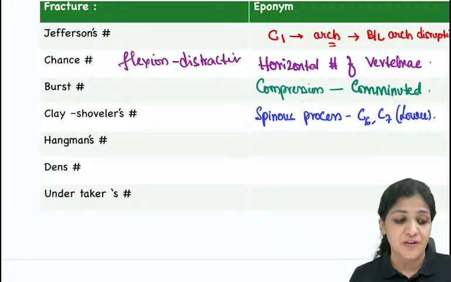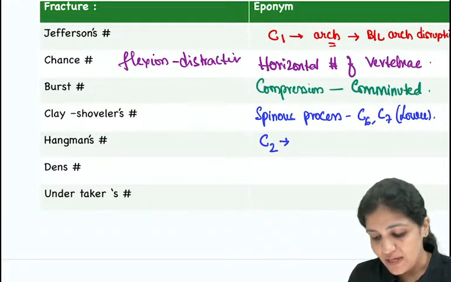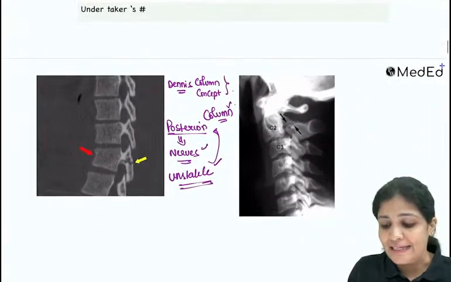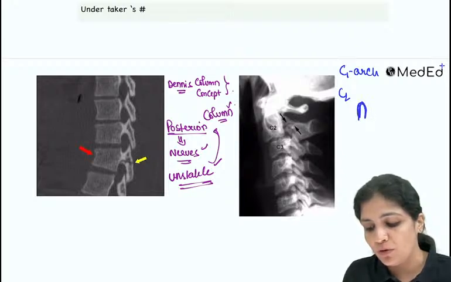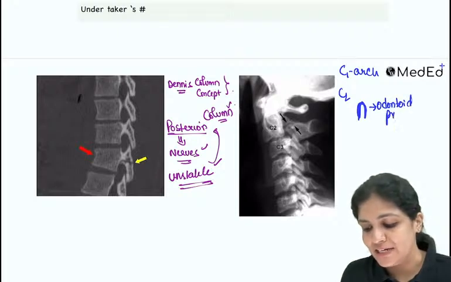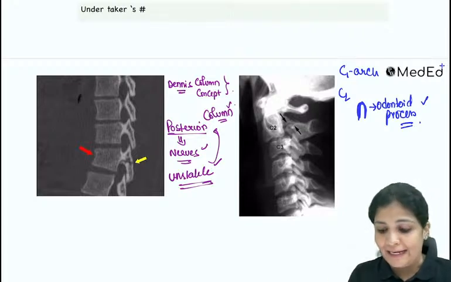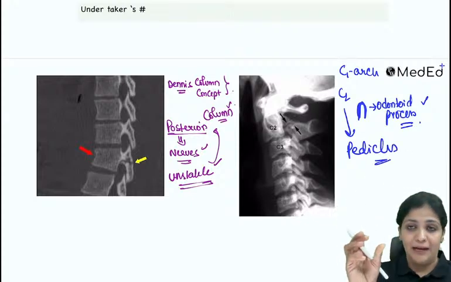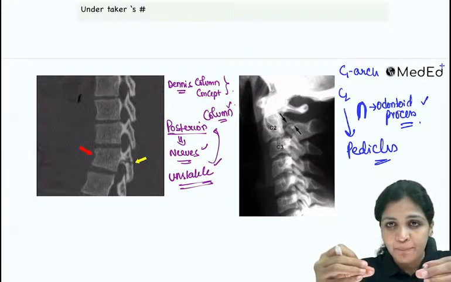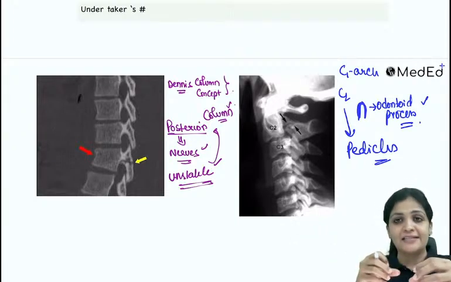Then what is hangman's fracture? Hangman's fracture is C2. If you remember, C1 is the arch-like structure, right? And C2, if you see, there is some, what is this called? The odontoid process. So there is one process which is attached to C2. This is called the odontoid process, right? So whenever there is again damage to both the pedicles, if you remember the parts of the vertebra, there is the body, then there are pedicles, then there is a transverse process on both sides, and then there is a spinous process.